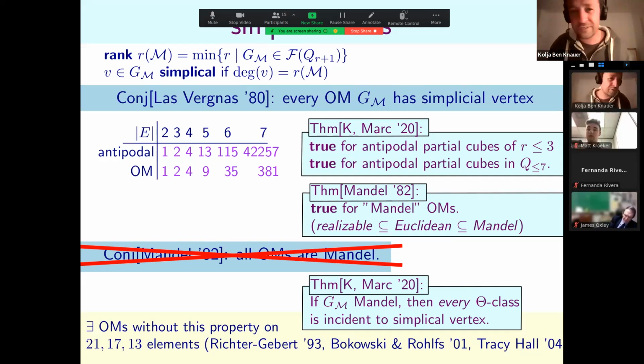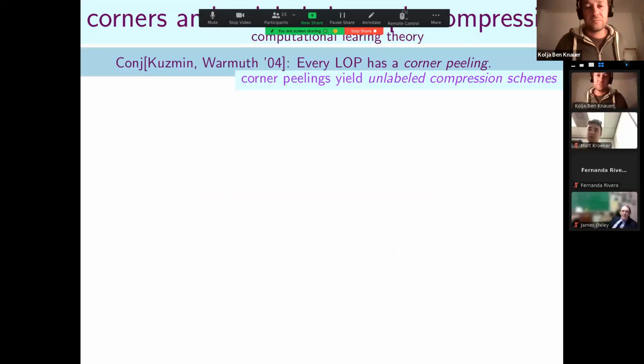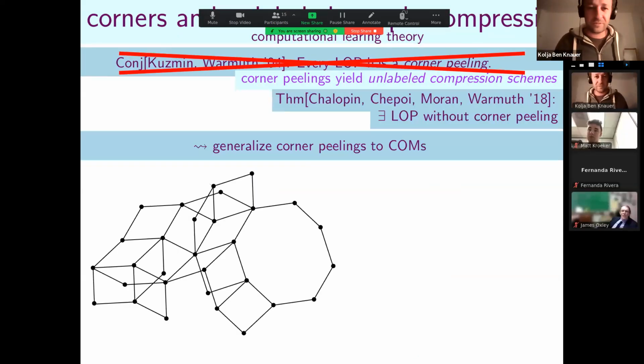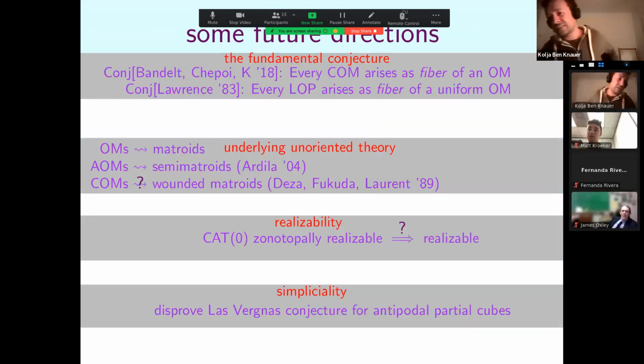And the smallest counterexample known for this is this guy. That's why I like the drawing. So this guy where not every theta class is incident to a simplicial cell. So this was the simplicial vertices. Now there's something about corner peeling, but I will skip it. Let me just go to the last slide and speak about some fundamental open things in this area.